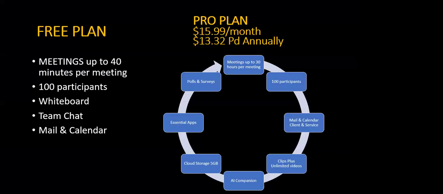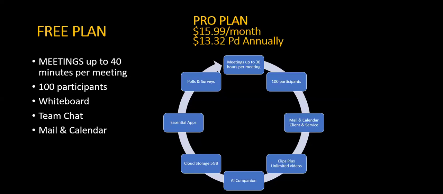And last but not least, the free plan, to show you the difference. Meetings up to 40 minutes per meeting, 100 participants. You can use a whiteboard and chatting and mail and calendar. But when you decide to upgrade to the Pro plan, and there are several plans past this, I'm just showing you the next step up, you can now have no limit to how long that meeting can go on.